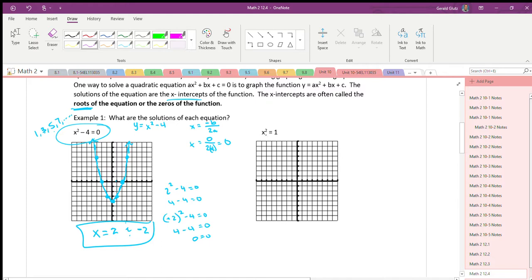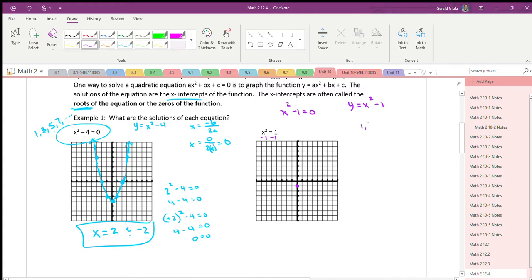The next one, if I subtract 1 on both sides to get one side equal to 0, I'll have x squared minus 1 equals 0. And then if I wanted to graph it, I could say y is equal to x squared minus 1. Again, for our vertex, since there's no b value, this just tells me how far to shift it up or down. So I'll start at the origin and go down 1.